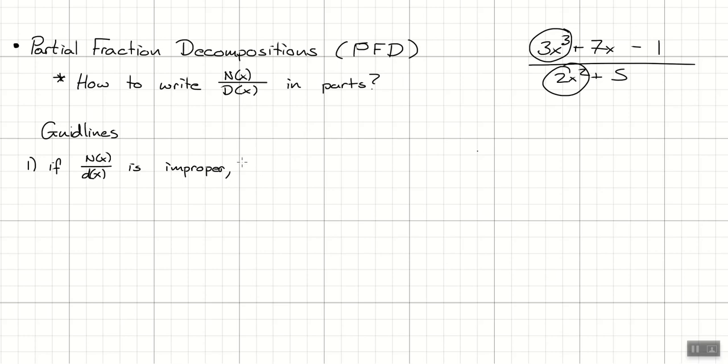So check it out. All this means, if it's improper, we would just say, oh, that says that the degree of n is greater than the degree of d. This is an improper rational expression. If this is the case, we divide.